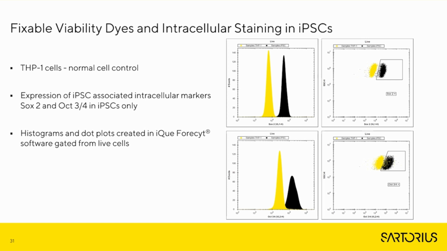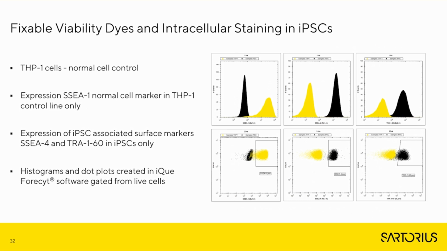So what we can see here is in black, we have a clear shift towards the right from the THP1s for both of these markers, which is indicative of the iPSCs expressing these pluripotency markers, whereas the THP1s are further to the left, so do not express those particular markers of interest. On the right-hand side, we have the dot plots associated with this histogram data, and you can see here that again it's the same result. We have this nice shift over to the right for our iPSCs, and these histograms and dot plots were gated from live cells in the iQue Foresight software.